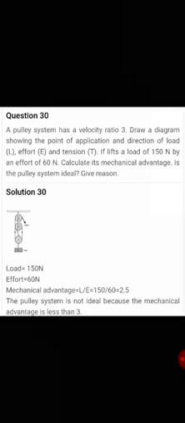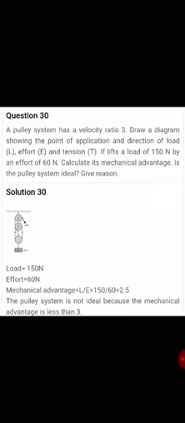I will draw the strands, that is the strings. I will put the load at the center of the bottommost pulley and effort. You have to mark the tension. Tension is always in the upward direction. So that is the diagram.